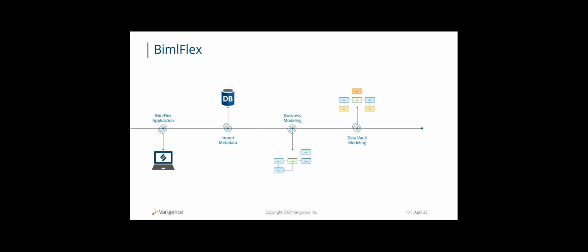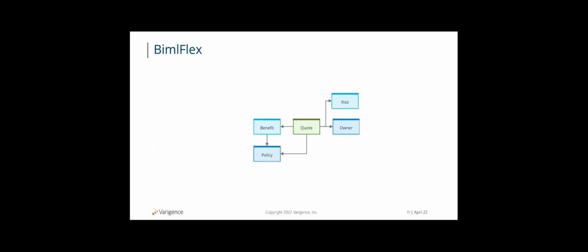In short, we use the BIMLFlex application to configure our design and import the data schema from our data sources, our metadata. We then take a step back and consider the business context using our business modeling feature before using this to define a physical model, for example, a data vault or dimension model. You don't need to do everything per se, but this is our default workflow.